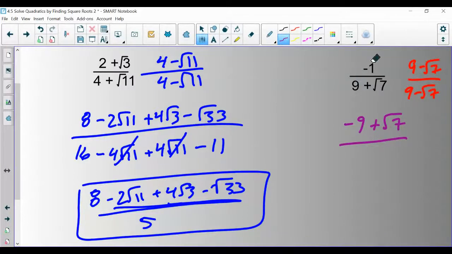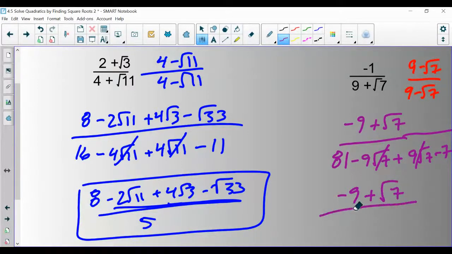Now let's go ahead and FOIL out the denominator. 9 times 9 is 81. 9 times negative root 7 is minus 9 root 7. Root 7 times 9 would be positive 9 root 7. And then root 7 times negative root 7 would just be minus 7. Those canceled. We just have negative 9 plus root 7 over 81 minus 7, which would be 74. We did a lot of those examples. Hopefully that is starting to make sense to you.